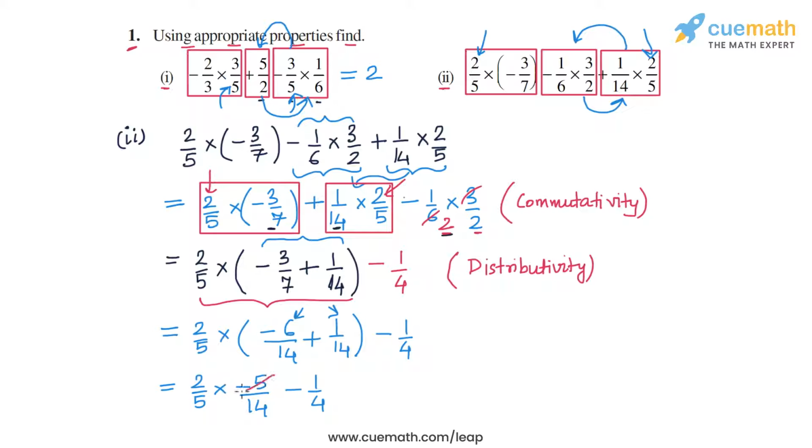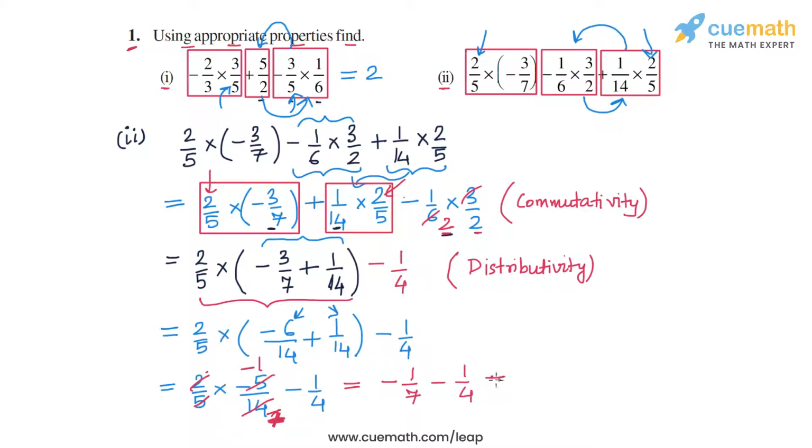Now let's simplify this. Minus 5 by 5 is minus 1, and 14 by 2 is 7. So we get minus 1 by 7 minus 1 by 4.